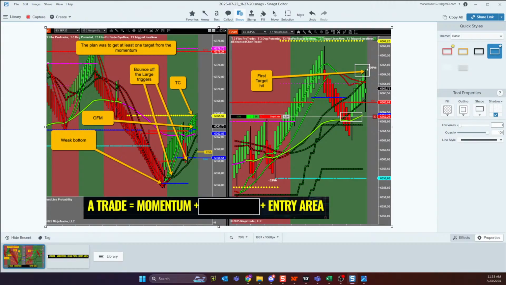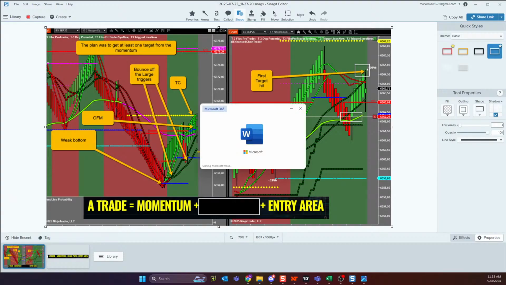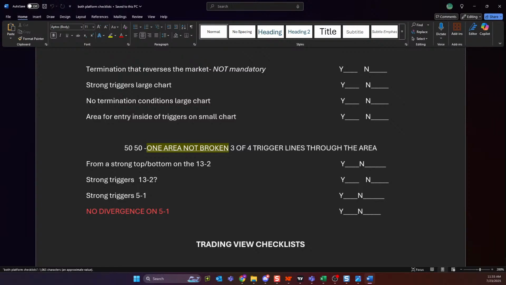Have it on your desk. Guys, there's a reason that I give out a checklist every day. There's a reason that every day I give you guys checklists for entry, because great entries create manageable trades.